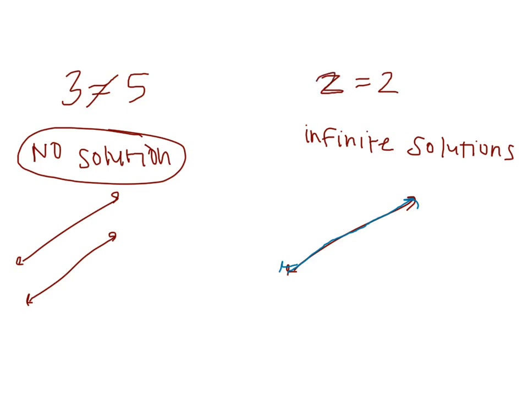So if we have something like 2 equals 2, where the left side and the right side are equal to each other, that's an infinite amount of solutions. Something like 3 does not equal 5, where you have two numbers that are not equal to each other, that is no solution.